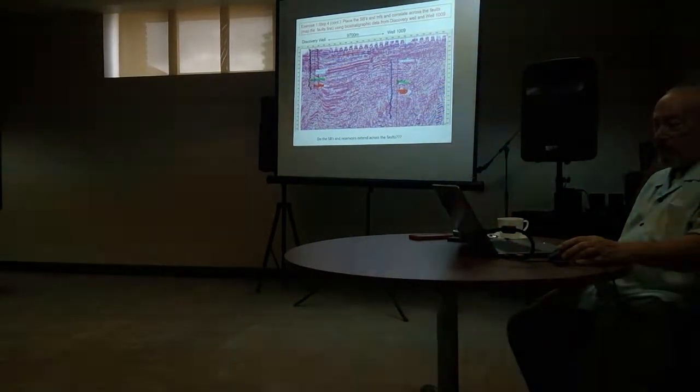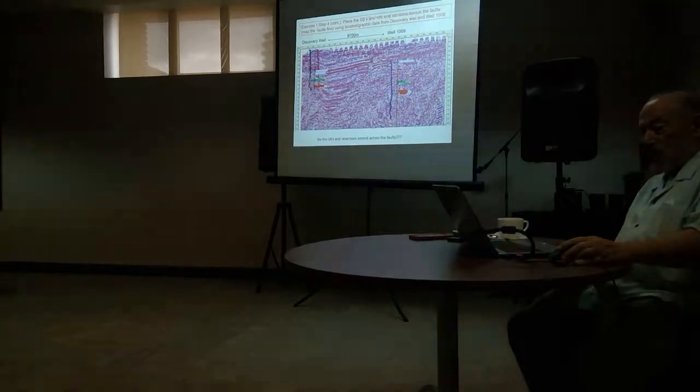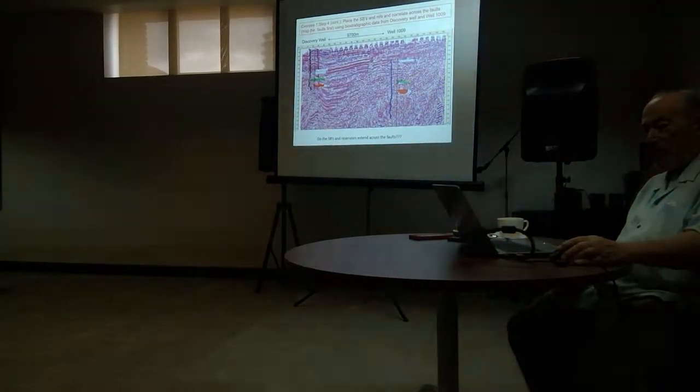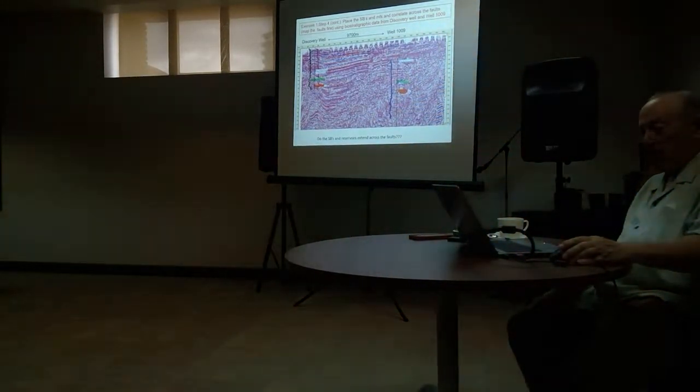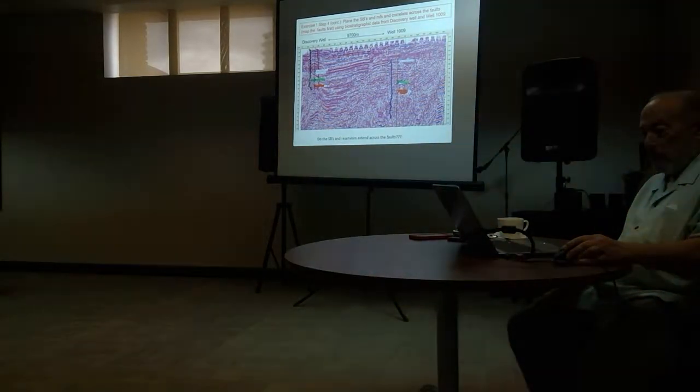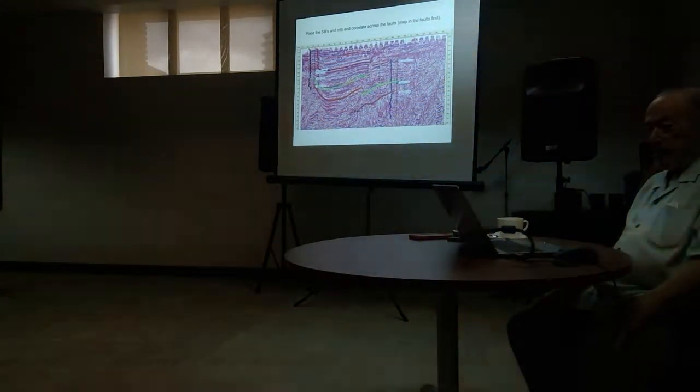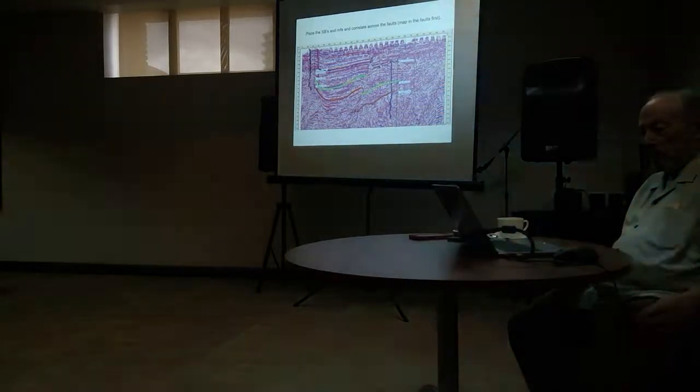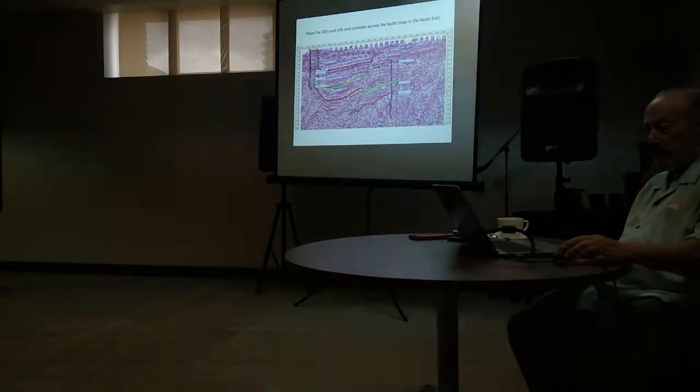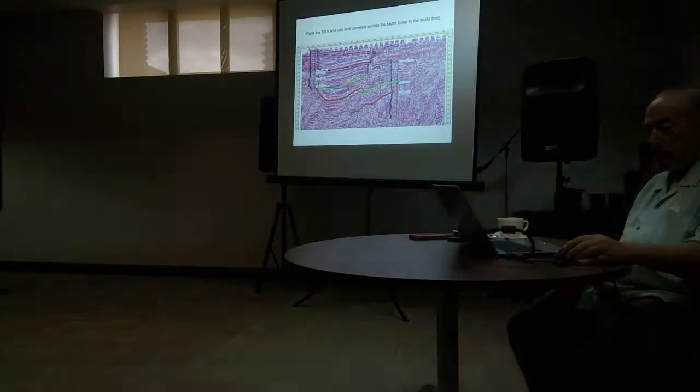Okay, so I've color-coded now. Reservoir 2 is the green one. Reservoir 1 is the red one. And this would be the interpretation, where the main fault kind of comes down this way.